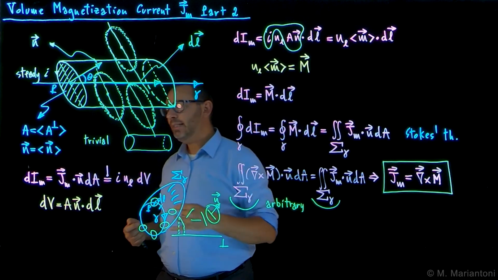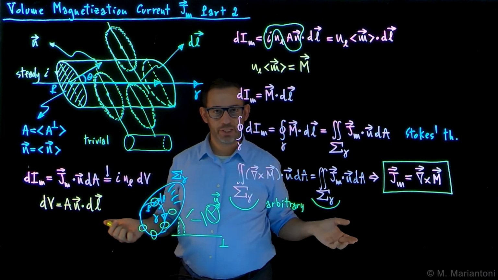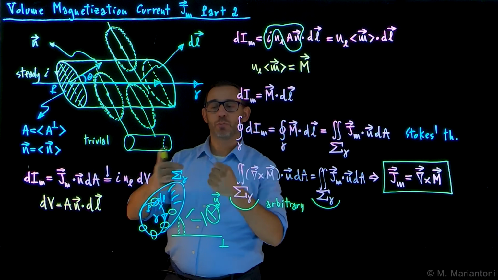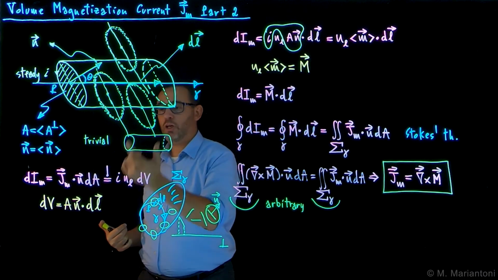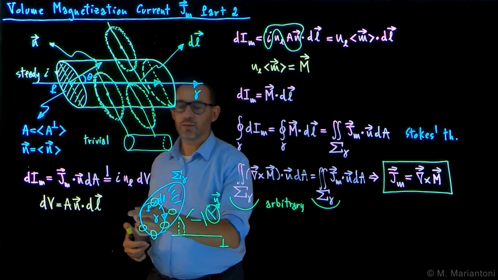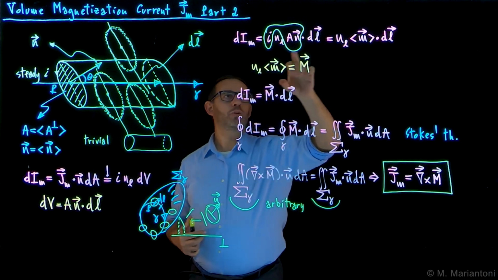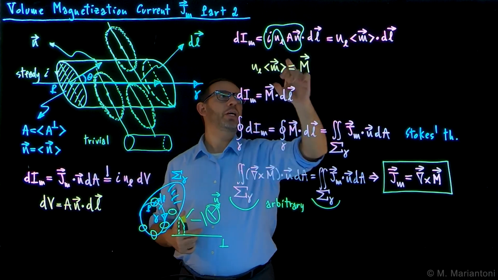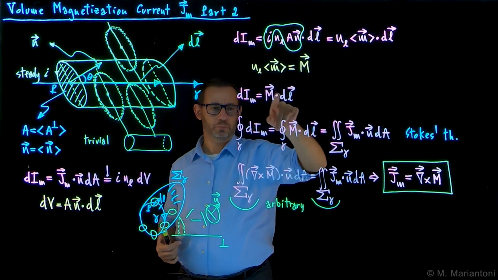Now that I know that, clearly the current dIm has to be the current of one of these loops, which is the same in static conditions, times the number of loops per unit volume times the volume. This makes total sense. This is my infinitesimal current associated with dV. dV is the volume of a slanted cylinder, which is Am dot dl. We have seen this before. So for dIm, I just substitute this volume in here, and I obtain that it's nothing but m, by definition, as we've seen in the previous video, dot dl.